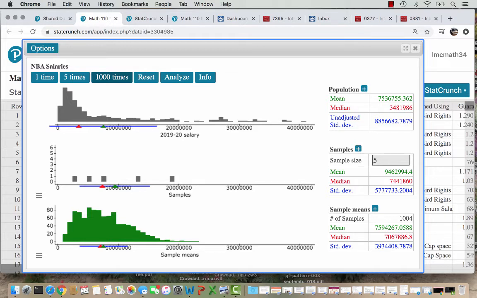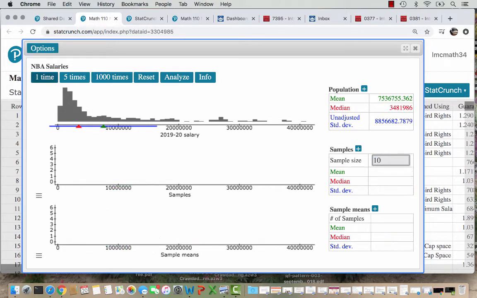Let's go ahead and check out what happens if we change our sample size to be 10. So if we do one time, we get 10 salaries picked at random.